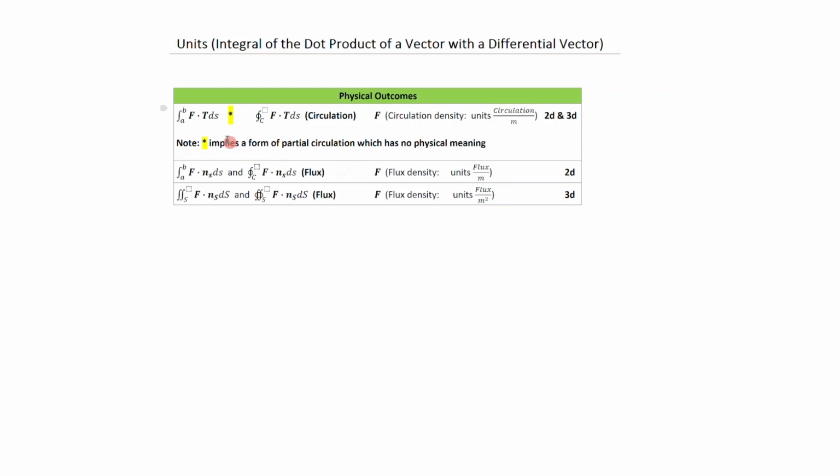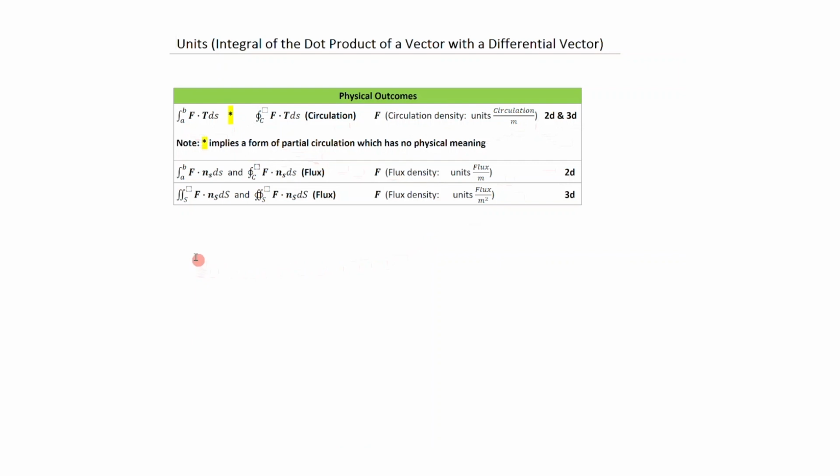All right, so I've basically written out that f dot ds, this is a form of partial circulation, no physical meaning. This is circulation. And so if this is circulation, what are the units of f going to be? ds is units of length, right? So if the net result of this integration is circulation, then f will have to have units of circulation per meter. And this would apply in the 2D and the 3D case.